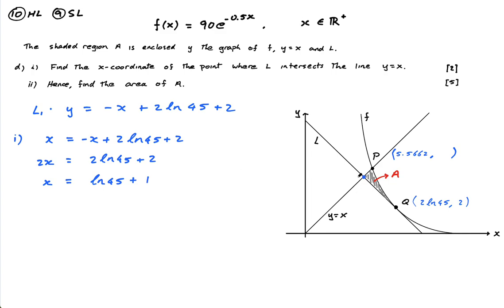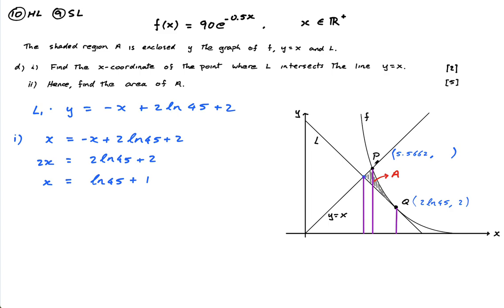Okay, so now I have the x coordinate of this point, and I also have the x coordinate of P. We got that in part A of the question, and we have Q. So to find this area, we're going to use all those points. Now watch this. I'm going to draw a straight line down from P, and a straight line down from Q.